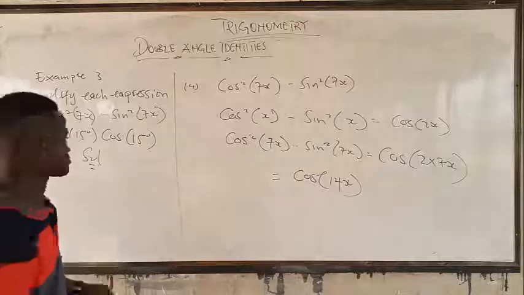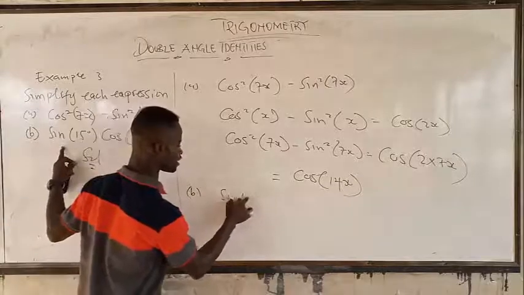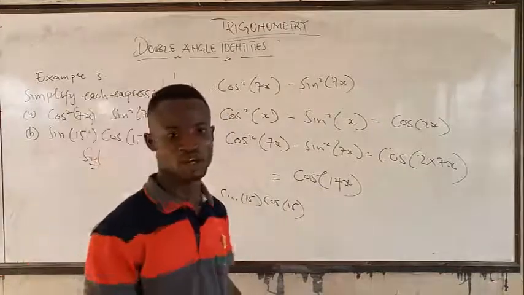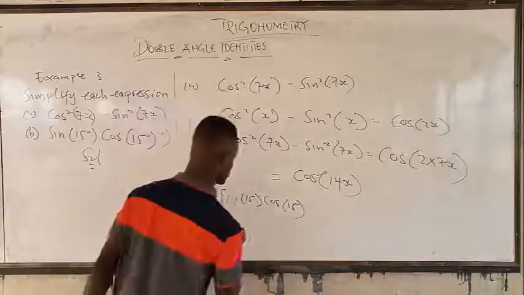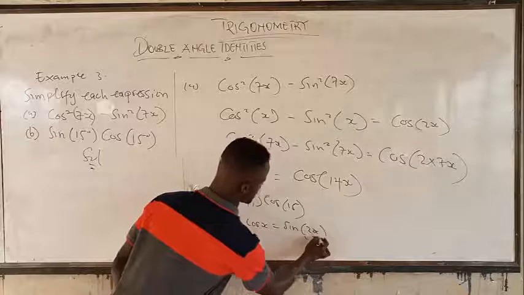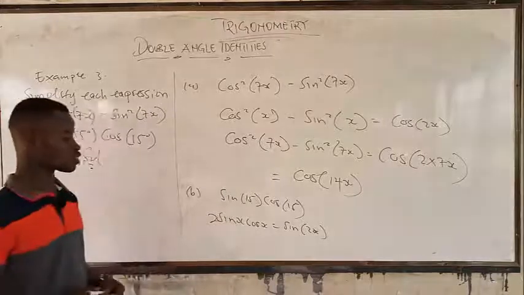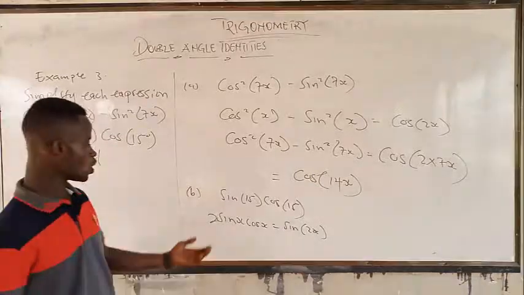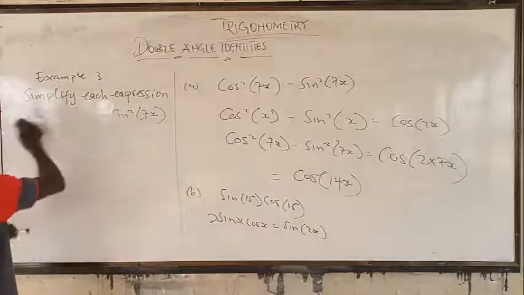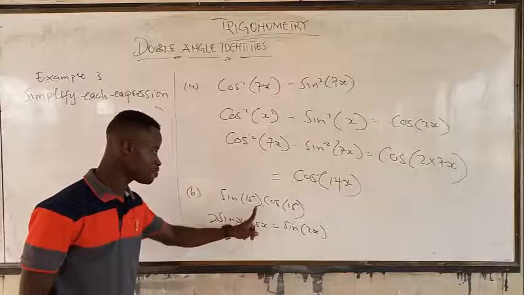Let's look at B. So we have sine 15 cos 15. What this also means is that we know that 2 sine s cos s is equal to sine 2s. Having this, I need space. Let me clear off this part. Now you can see that for us to get the same as what we have here, we need to do something. The argument representing s here is 15.